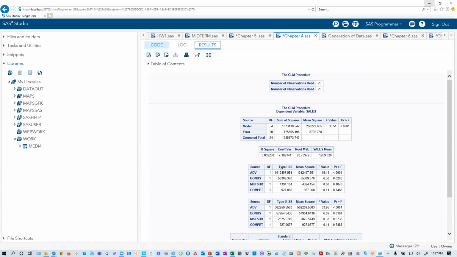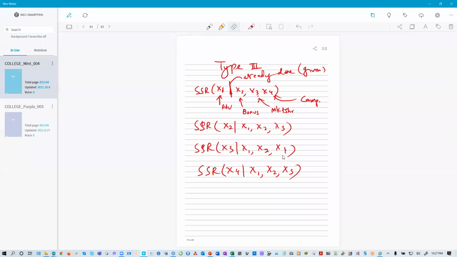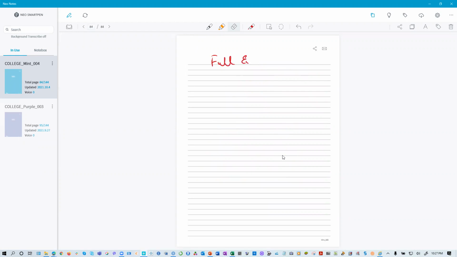That means what I'm trying to say. See this one. See the full example. If you go to the full example, that means your y hat is B0 plus B1 times advertising plus B2 times bonus plus B3 times market share plus B4 times compete. Okay, like that.